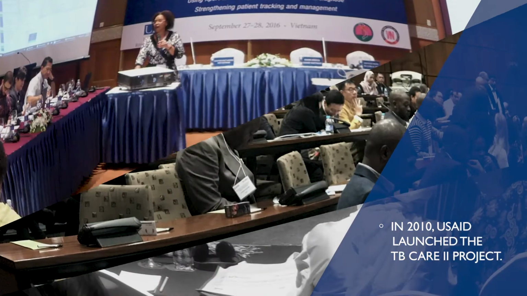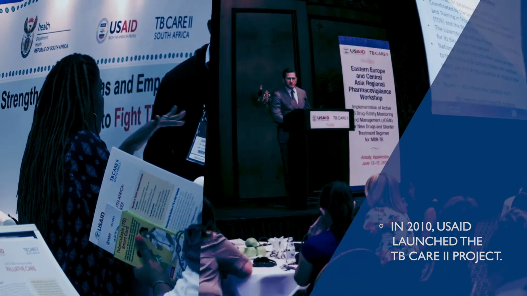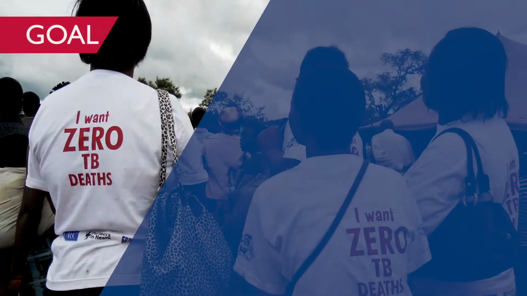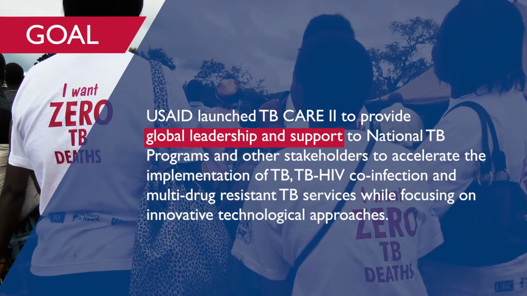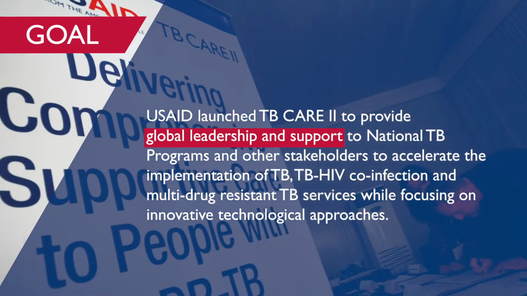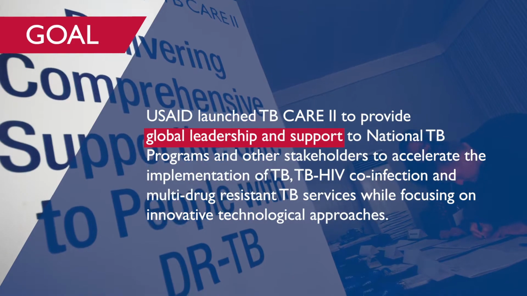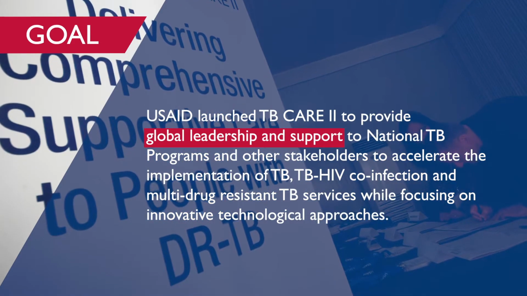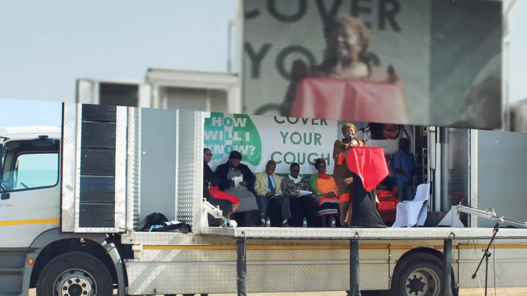In 2010, USAID launched the TB CARE II project, implemented by URC and partners, which aims to provide global leadership and support to national TB programs and other stakeholders to accelerate the implementation of TB, TB-HIV co-infection, and multi-drug resistant TB services, while focusing on innovative technological approaches to improve TB case detection and treatment, with a particular emphasis on interventions related to infection control and programmatic management of drug-resistant TB.